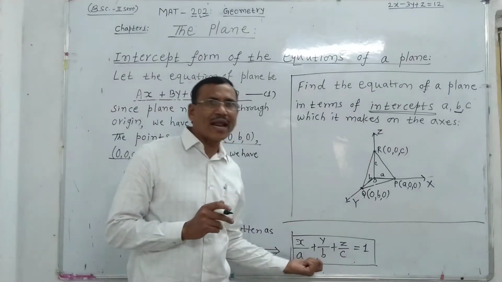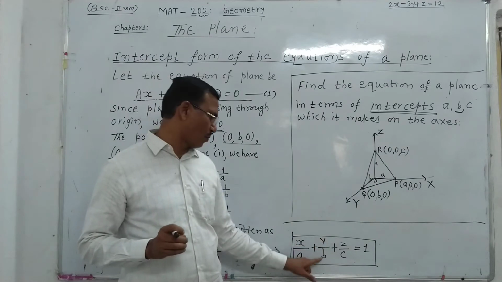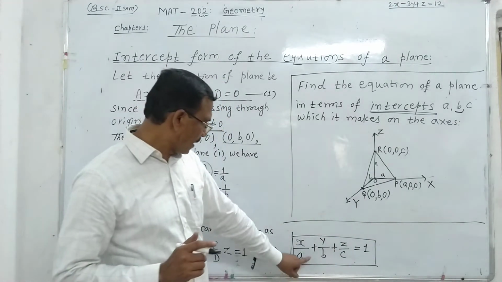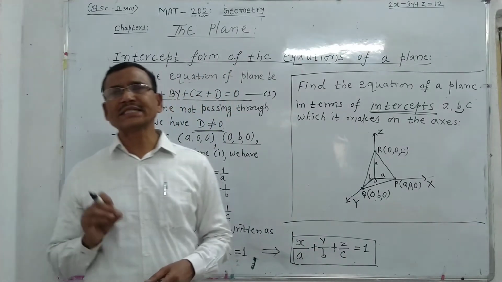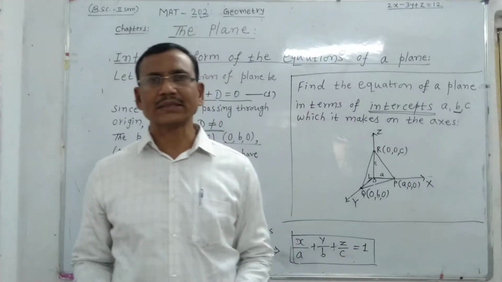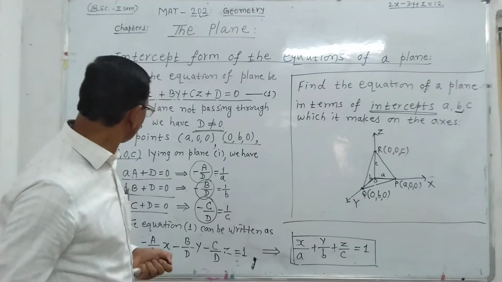This is the equation of the plane in terms of intercepts a, b, c. That means when we write any equation of a plane in this form, x upon a plus y upon b plus z upon c is equal to 1, then a, b, c are the intercepts made by the plane on the coordinate axes. Is it clear? Now we shall see one problem.